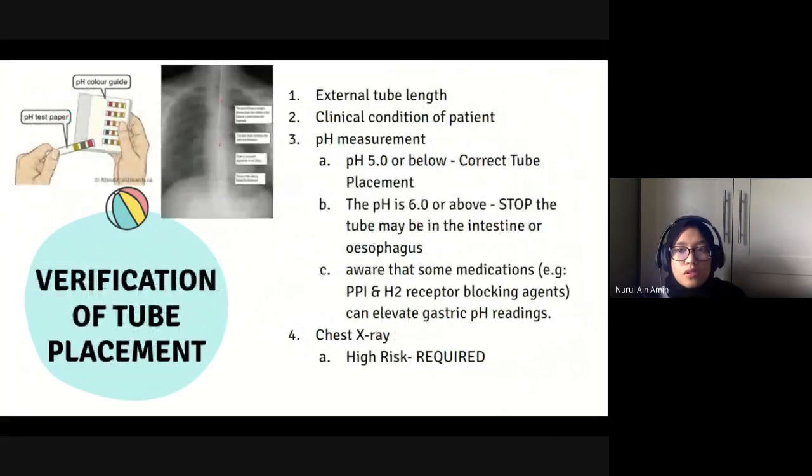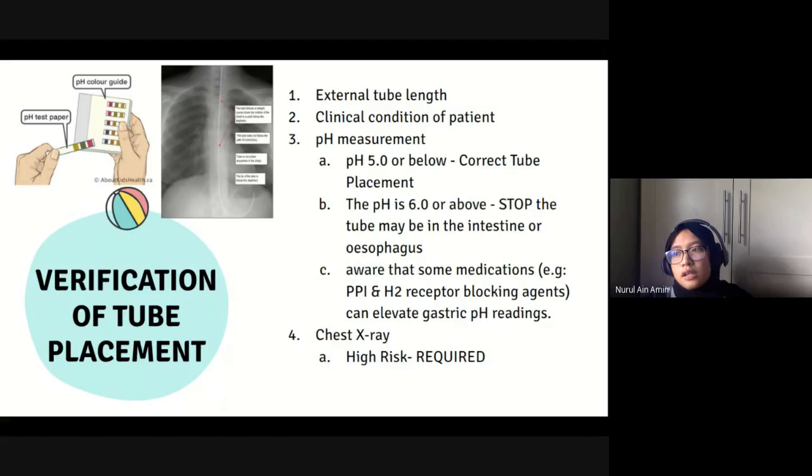And next, that's why it's important to verify our tube placement. So basically, initial and ongoing verification is very important. First, we should always verify the external tube length. You remember how we did the mark before? We must ensure that we always see that mark. For example, if we can't see that mark, or that mark is far away from the nose, we should pull back the tube, just pull it out and try to put it in again.